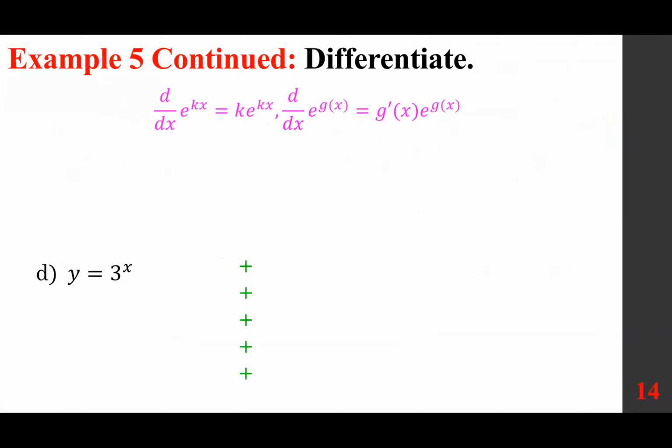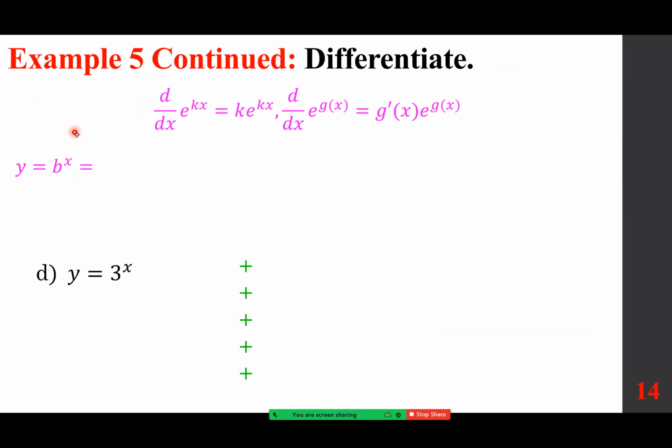What happens when the base is no longer e? We are familiar with the case when the base is e, but what happens when the base is not? We don't know it. Let's figure it out. So for example, if we generalize it to b to the power of x, how do we take care of the business?